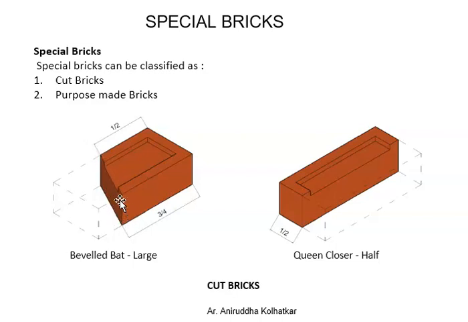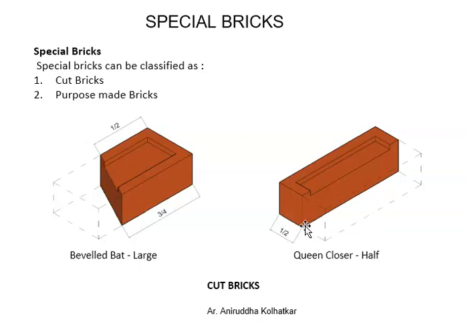So the mason cuts this brick on the side to a particular shape. The mason marks out about 3/4 length along this face and half a length along this face, and then makes a cut at an angle like this. This is called a beveled bat, large. Where it is used we'll see slightly later on, but remember that these are required in the brickwork at certain points to form a proper bond in the brickwork.